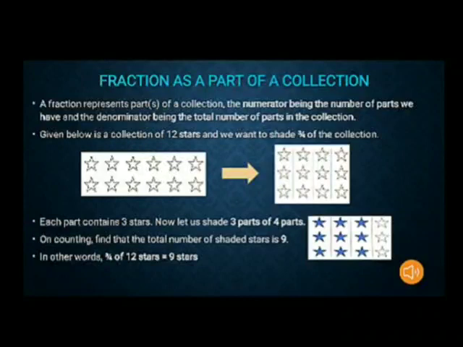So, in order to find 3 by 4 out of the 12 stars, we divide the 12 stars into 4 equal parts. As you can see in the pic itself, each part contains 3 stars. Now let us shade 3 parts out of 4 parts. On counting, we find that the total number of stars shaded is 9. In other words, you can say 3 by 4 of 12 stars equals 9 stars.